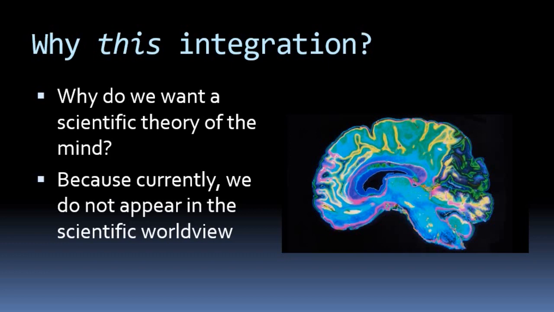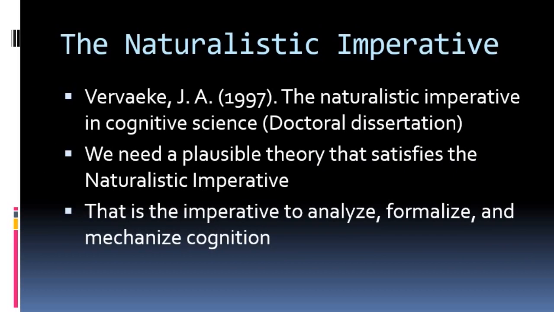What we would like is a theory of the mind that satisfies the following. Call it the naturalistic imperative. This is a term offered up by John Vervaeke, who designed this course, but it's an ideal that's accepted by practically everybody in cognitive science. So he's just putting a name on something that is quite pervasive already, which is what we want: a plausible theory, plausible in the sense that we just talked about plausibility, that satisfies the naturalistic imperative. And the naturalistic imperative is the imperative to analyze, formalize, and mechanize cognition. So let's talk about analysis, formalization, and mechanization. These are essentially the conditions under which we could bring agents like us into the scientific worldview.